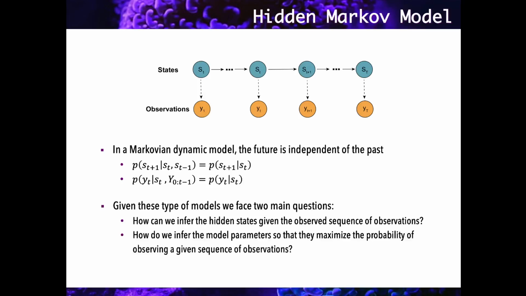So usually when we want to apply this kind of model, we face two main questions. The first question is, how can we infer the hidden states given the observed sequence of observations that we have? So given our data, how can we infer the hidden states? And second, how can we make sure that we are maximizing the probability of having the best parameters that explain the observations that we made, so that we can then make sure that we are inferring the best sequence of states?